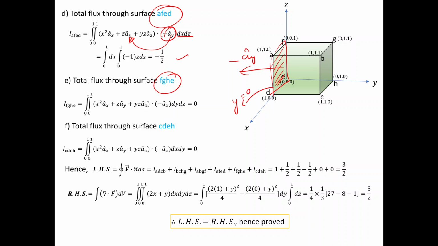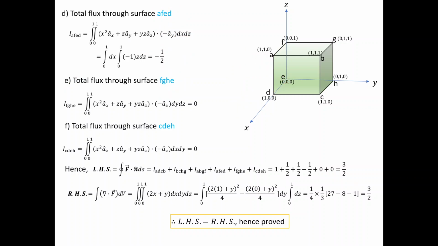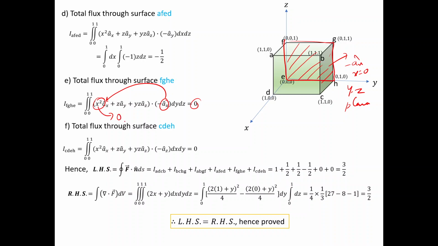And the fifth one, FGHE. Its unit normal is in the minus ax direction, and here the value of x is 0 because this face lies in the yz plane. Then the dot of x with x will be 0 simply because the value of x in this plane is 0. The total answer will be simply 0, nothing else.